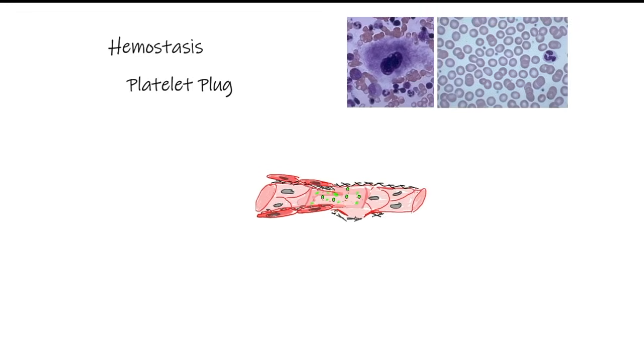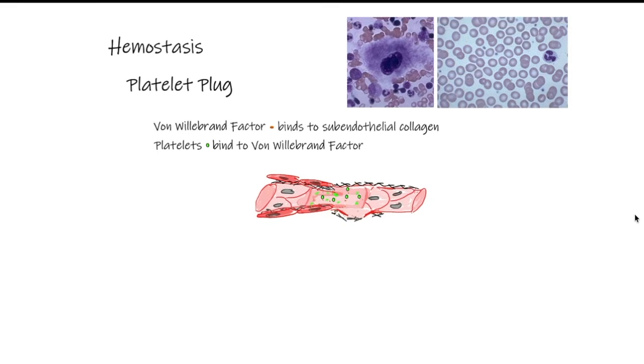So after vasoconstriction, we then have platelet plug formation. So inserted here again, we have our megakaryocyte, and then these little small flecks on our peripheral blood smear represent the platelets. So von Willebrand's factor, which normally is circulating through the plasma, when it encounters subendothelial collagen, it's going to bind to the subendothelial collagen. Once the von Willebrand factor has bound to the subendothelial collagen, platelets will then bind to that von Willebrand factor.